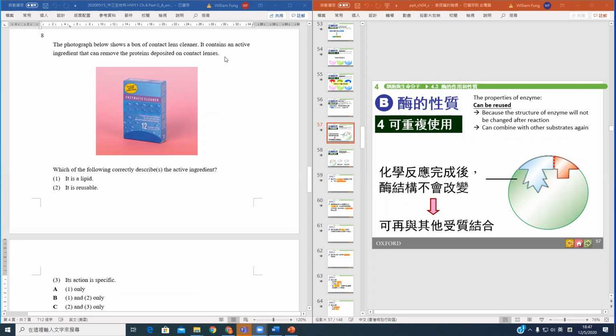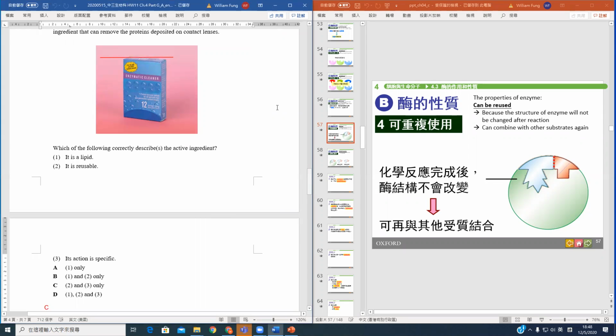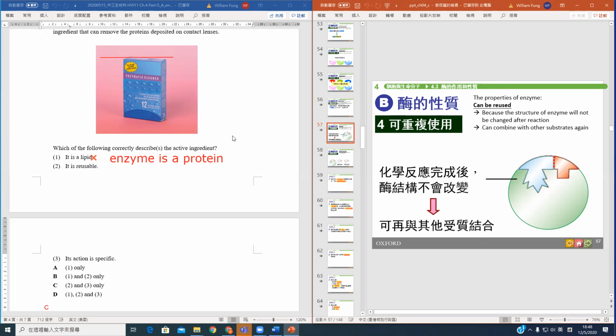Question 8 shows a box of contact lens. Pay attention. They want to remove the protein deposits, remove some proteins. So the active ingredient, the enzyme, it is not a lipid. Enzyme is a protein, as I mentioned. On the right hand side, you can see it is reusable. Good, it can be reused.